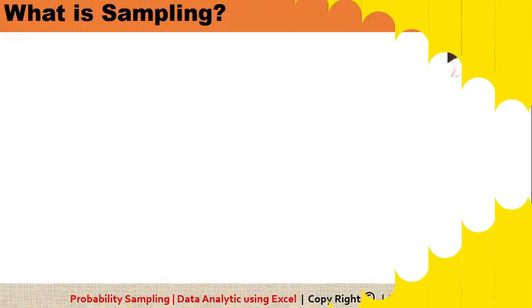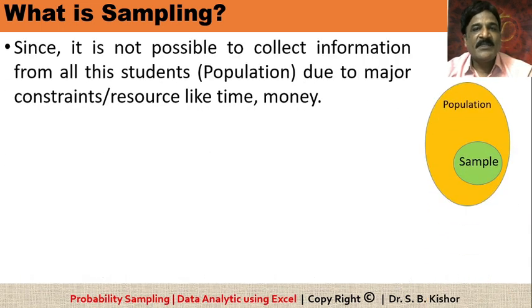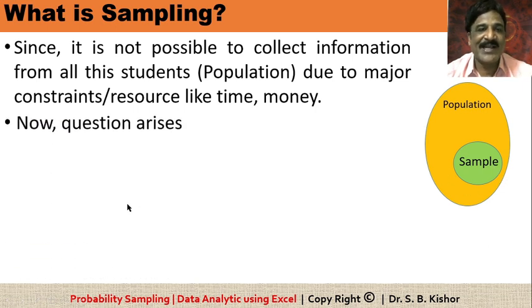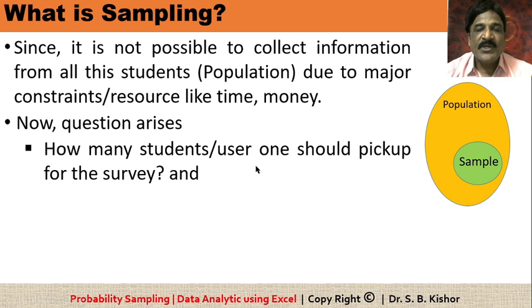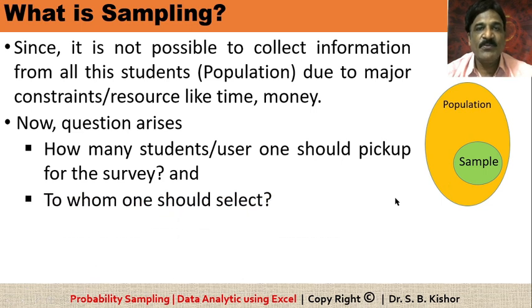Here it is not possible to collect the information from all the students due to various reasons or constraints, like time, money, etc. So in such a situation, you need to collect sample data. Here the question arises: how many students or users should one include in this particular survey? It means you need to specify a sample size in order to carry out your research work, and not only that, you should also specify whom you are going to include.